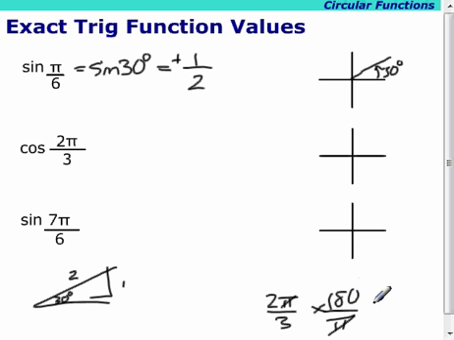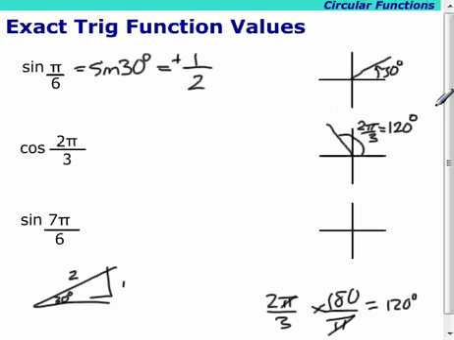3 into 180 goes 60 times 2. I'm calling it 120 degrees. So 120 degrees would be 90 plus another 30. So about there. That's my 2 pi over 3 angle, or it's a 120 degree angle.